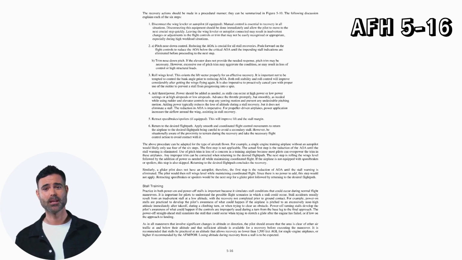As in all maneuvers that involve significant changes in altitude or direction, the pilot should ensure that the area is clear of other air traffic at and below their altitude, and that sufficient altitude is available for a recovery before executing the maneuver. It is recommended that stalls be practiced at an altitude that allows recovery no lower than 1,500 feet AGL for single-engine airplanes, or higher if recommended by the AFM-POH. Losing altitude during recovery from a stall is to be expected.